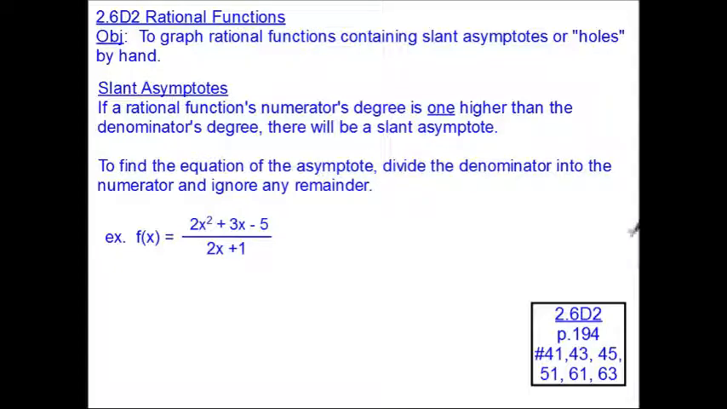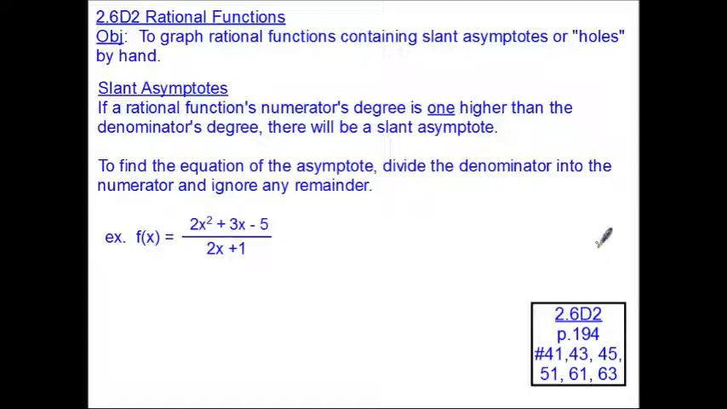Alright, 2.6 day 2, rational functions. We're going to be graphing these things by hand still, but they're going to have slant asymptotes, so as the name implies, asymptotes that run diagonally, and possibly holes in the graph. Let's get started. Okay, so slant asymptotes.